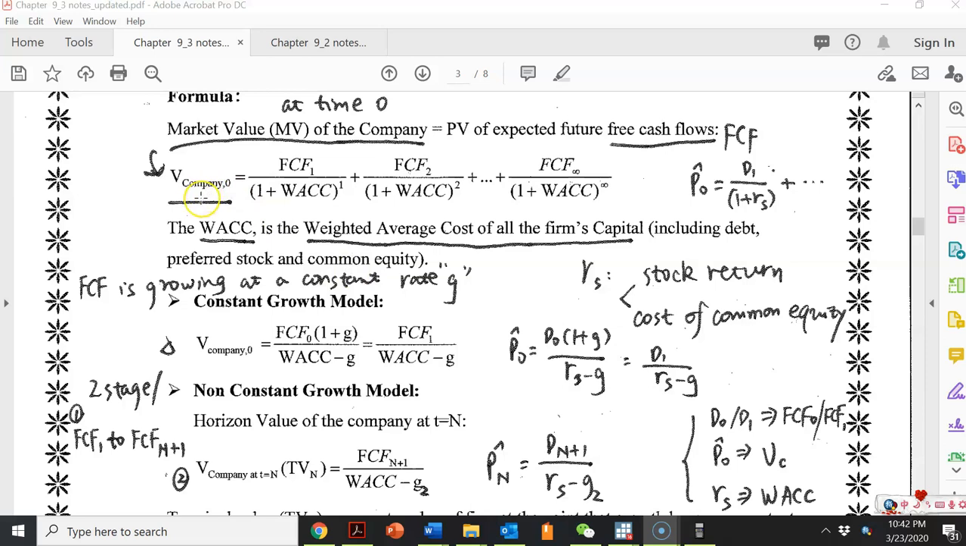For this corporate valuation model, we also have a constant growth version if free cash flows are growing at a constant rate G forever. Then the value of the firm at time 0 becomes free cash flow 1 over WACC minus G, which is also free cash flow 0 multiplied by 1 plus G over WACC minus G. Very similar to the constant growth model for the dividend discount model.